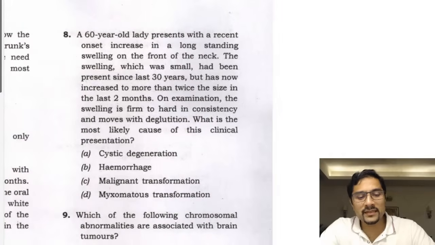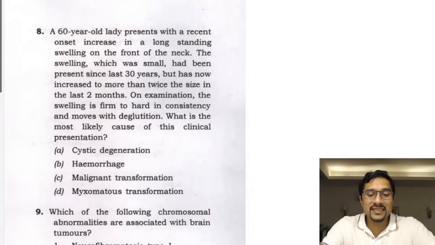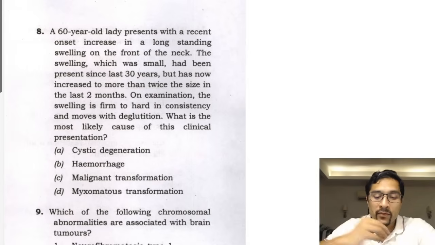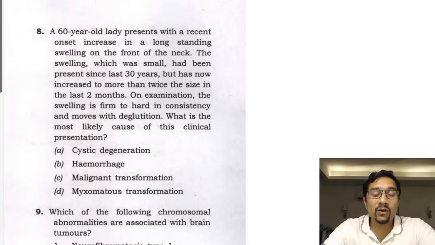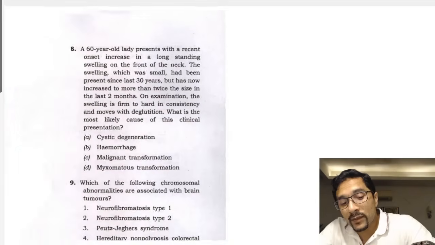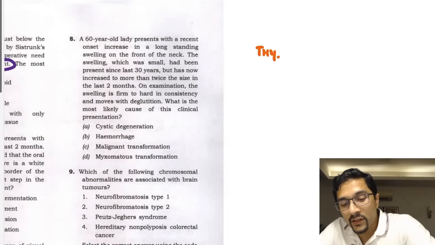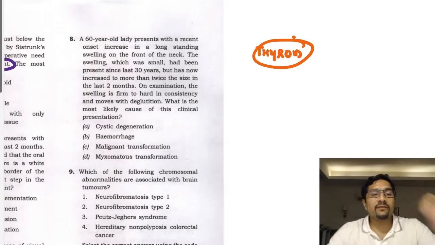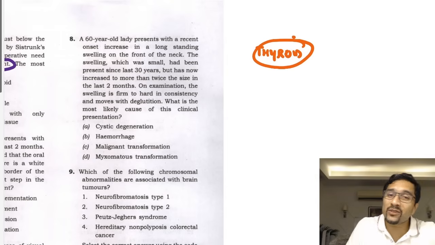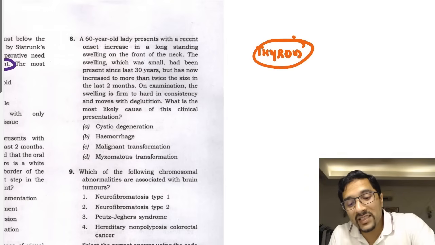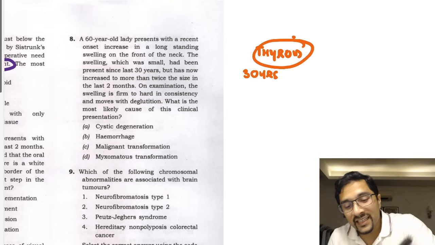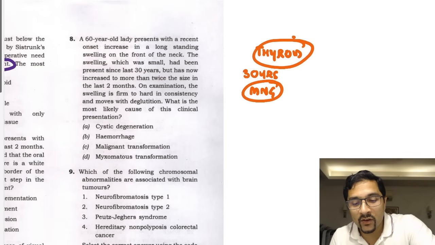Okay, next question. A 60-year-old lady comes with a recent onset increase in a long-standing swelling in the front of the neck. The swelling was small and present for the last 30 years, but has now increased to twice the size in the last 2 months. It is hard and it moves with deglutition. So we know that we are dealing with a thyroid swelling. Why? Because it is moving with deglutition and it is in the front of the neck. And which thyroid swelling do you have for 30 years? It will probably be a multinodular goiter.